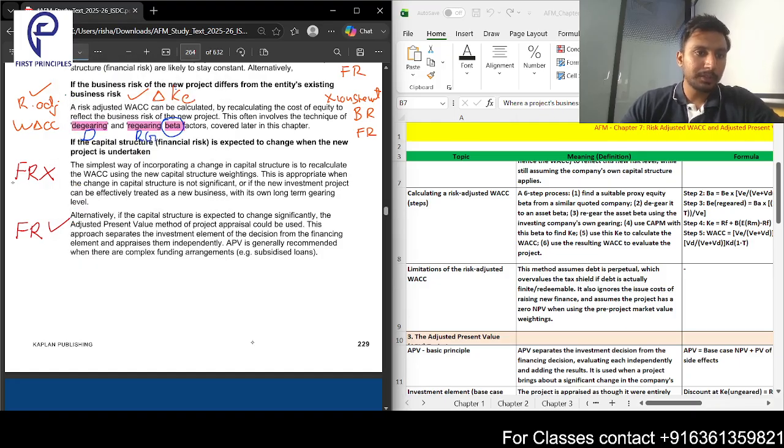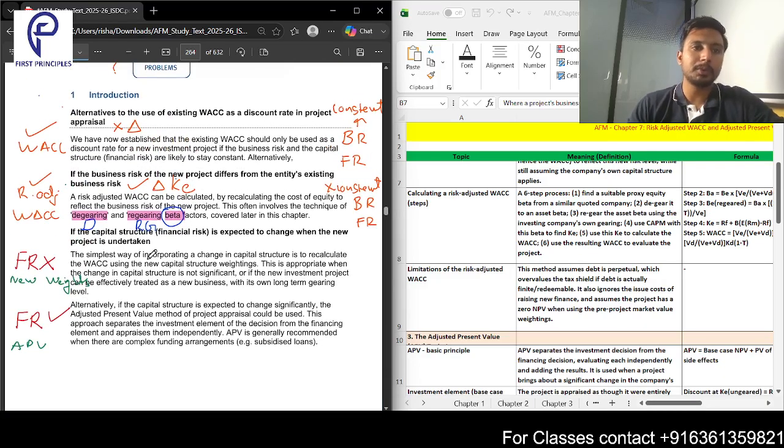Okay. So when your financial risk is not changing much, we can just use new weights. But when it's changing much, we use APV. That's it. Theoretically, that is just simplified. How do we go about it?